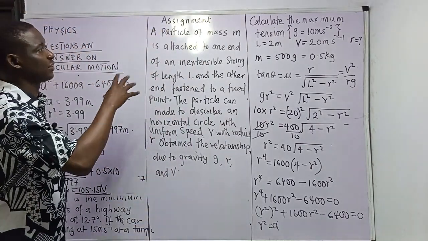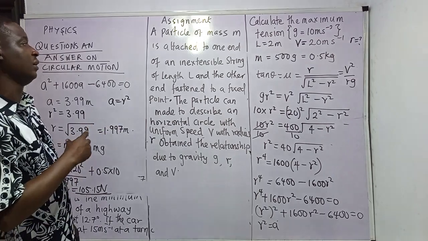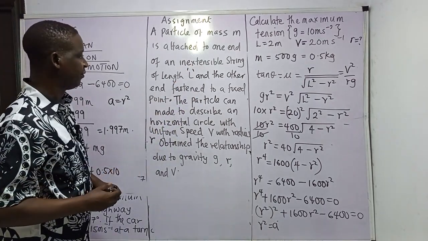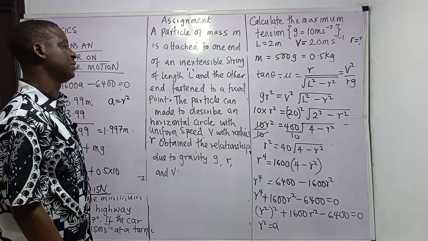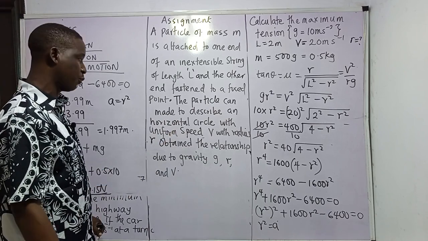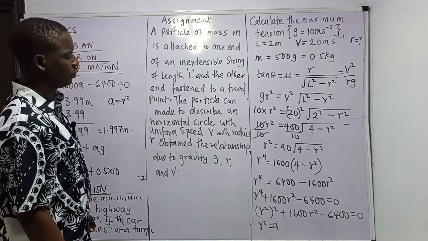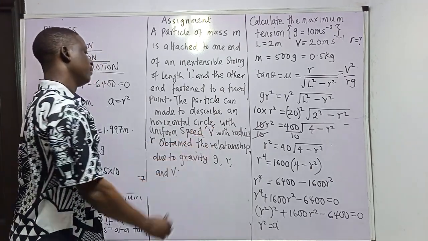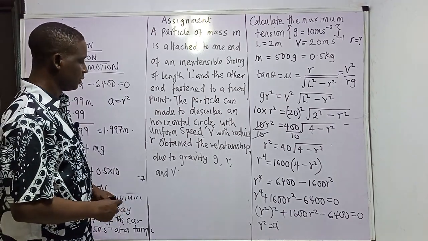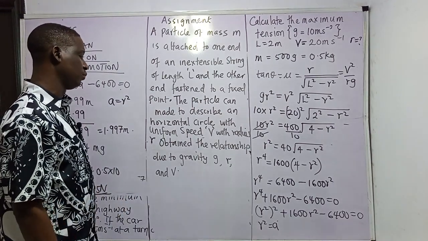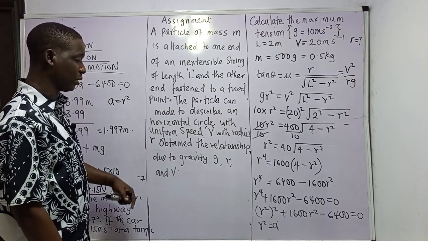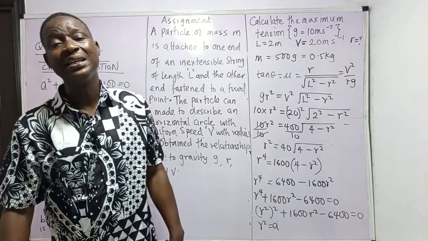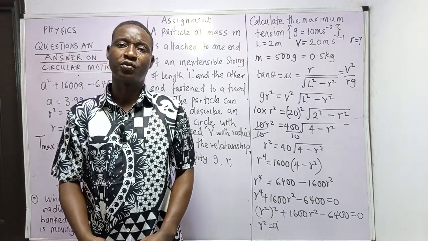Again, the question says: a particle of mass m is attached to one end of an inextensible string of length L, and the other end is fastened to a fixed point. The particle can be made to describe a horizontal circle with uniform speed V with radius R. So obtain the relationship between acceleration due to gravity, the radius R, and velocity V. So please ensure you do that and submit.